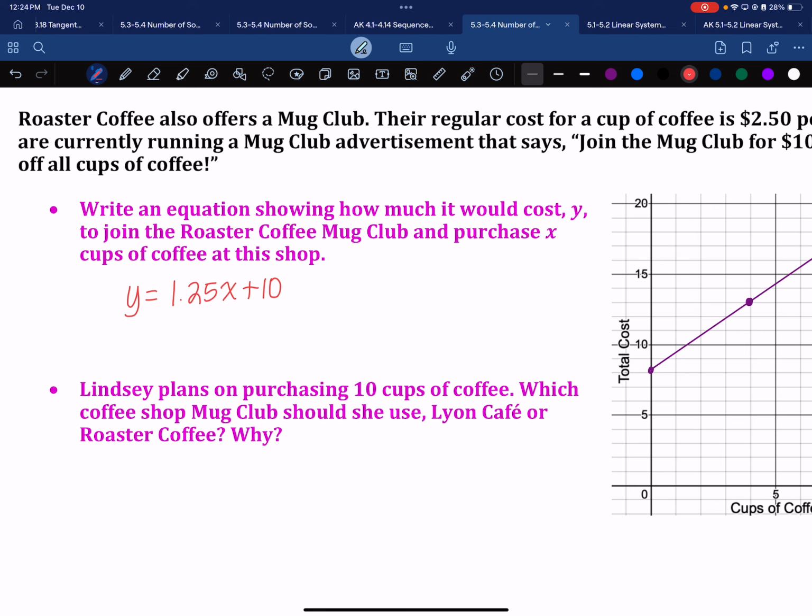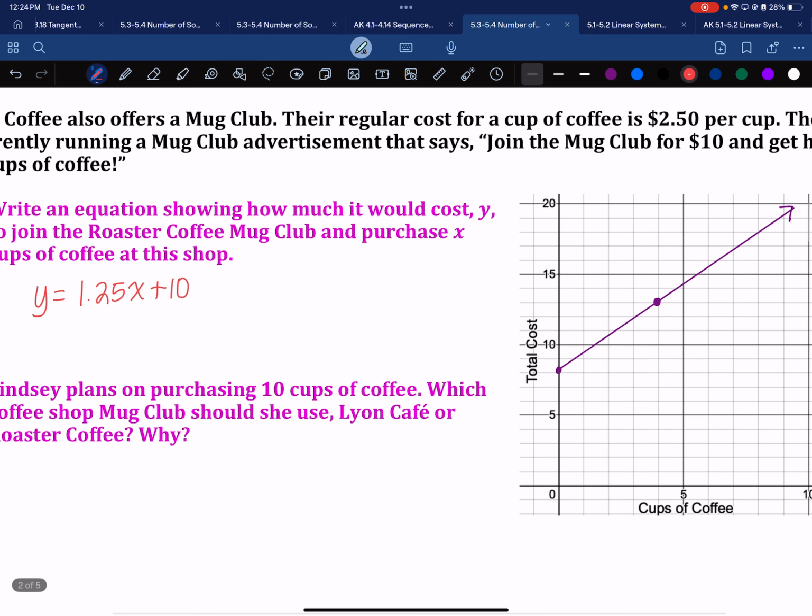What did we get for that one? Yeah. How does this compare to the other graph or the other equation? It starts at 10. Okay, so it has a y-intercept of 10. How else does it compare or contrast?